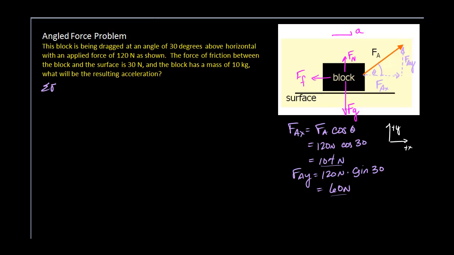So in the x direction, we have the sum of the forces in the x. That's going to be the x component of our applied force minus the force of friction, and that's going to equal m times a in the x direction.